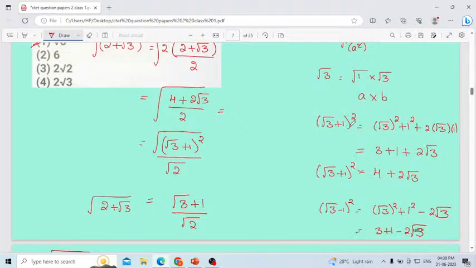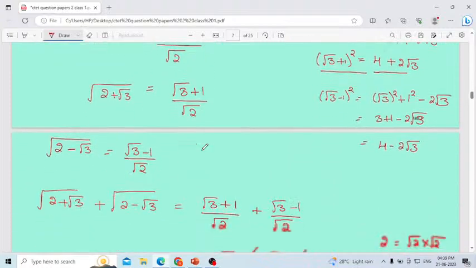I will explain here. (Root 3 plus 1) whole square will be equal to a square plus b square plus 2ab, that is root 3 whole square, 1 square, plus 2 root 3. Root 3 whole square is 3, so 3 plus 1 is nothing but 4, plus 2 root 3. This is the value of (root 3 plus 1) whole square. In place of this (root 3 plus 1) whole square, substitute 4 plus 2 root 3. In place of 4 plus 2 root 3, substitute the value of (root 3 plus 1) whole square.